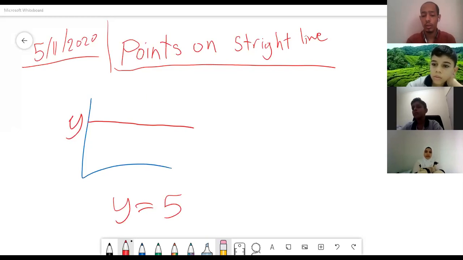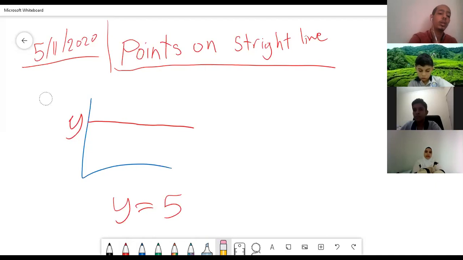So far, is everything okay with the straight line, the vertical and the horizontal straight line? Okay, I'll consider it okay. So guys, today we are going to look at the points on a straight line.